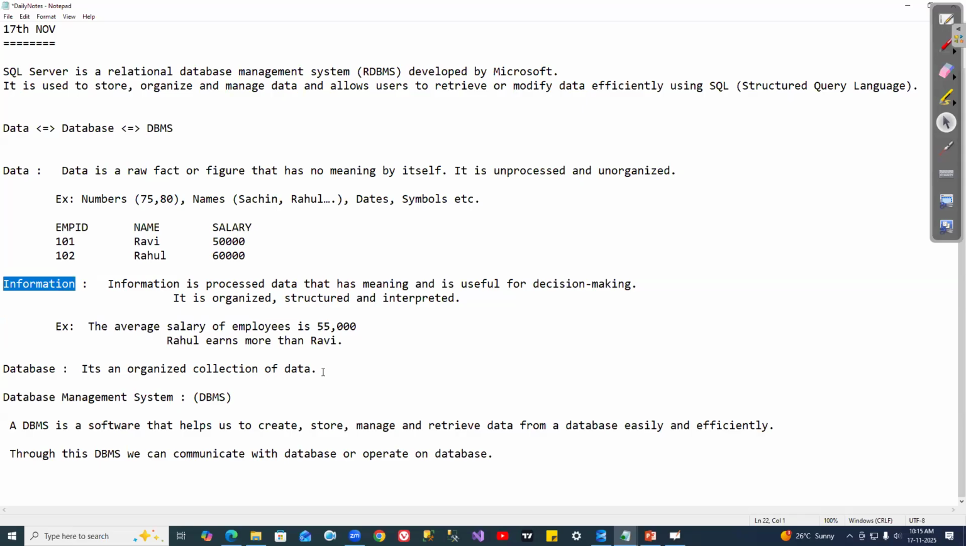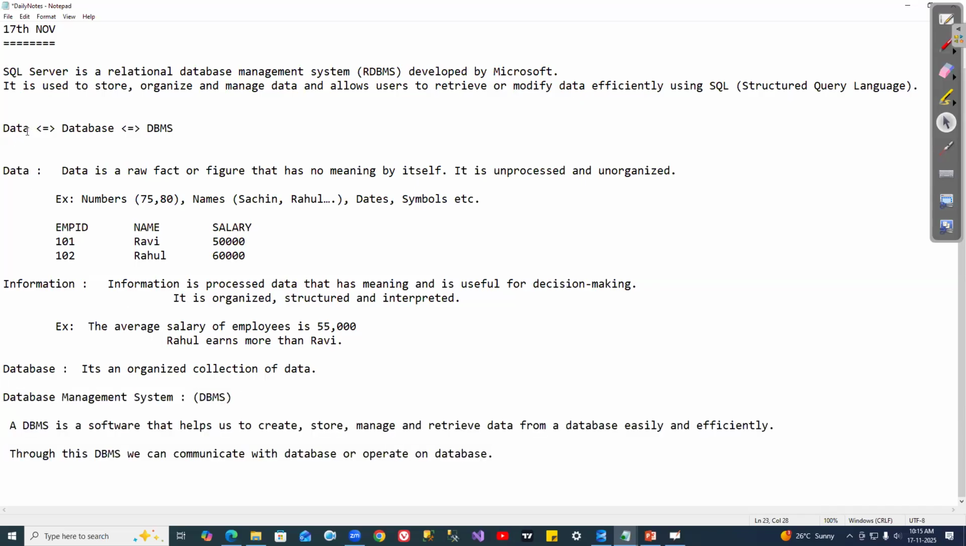And a database, you know, is a collection of data. And what does a database management system mean? It is software that helps us to create, store, manage, and retrieve data from a database easily and efficiently. So through this database management system only, we can communicate with the database or operate on the database.